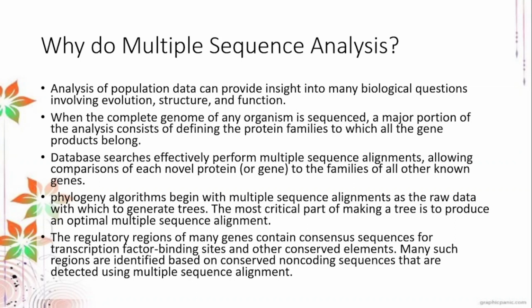You have the TATA box, the CAAT box. You have those, the Pribnow box. So those are regulatory regions where the promoter binds, and they are very highly conserved across not only species but across taxonomic kingdoms. So many such regions are identified based on the conserved non-coding sequences that are detected using multiple sequence alignment. So that is why multiple sequence alignment is actually quite important.